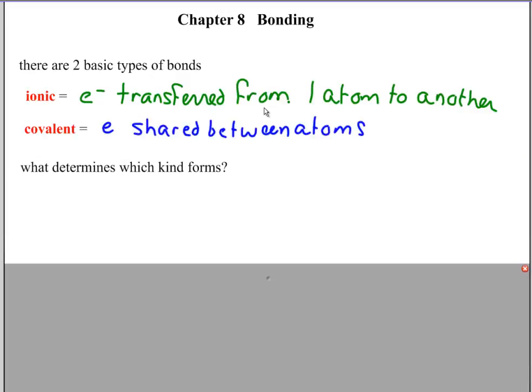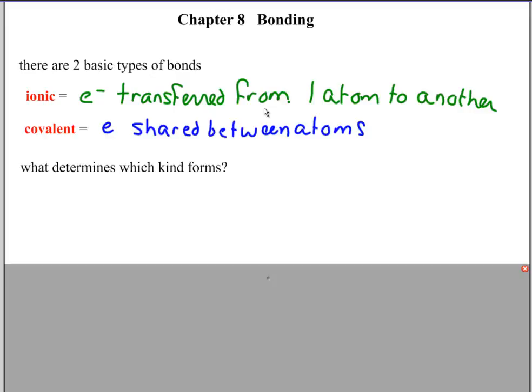So what determines what kind of bond forms between two atoms? What we're going to look at are electron affinity and ionization energy. If we have elements that have very low ionization energy, they give up their electrons very easily, they're going to ionize pretty easily. If we have atoms that have very high electron affinities, it's very easy for them to attract electrons, and so they become negative ions very easily. When I combine one of each of those kind, I tend to have an ionic bond.